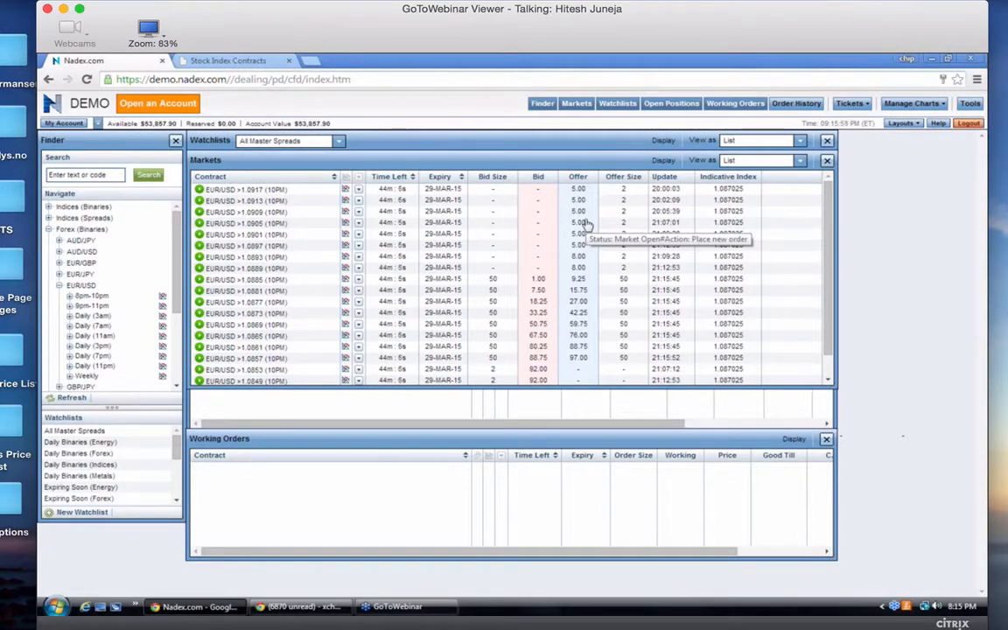Now, if you have any experience with spot options, let's say with ladder trading, it's kind of the same concept in those regards. So hopefully that is a little bit clearer.